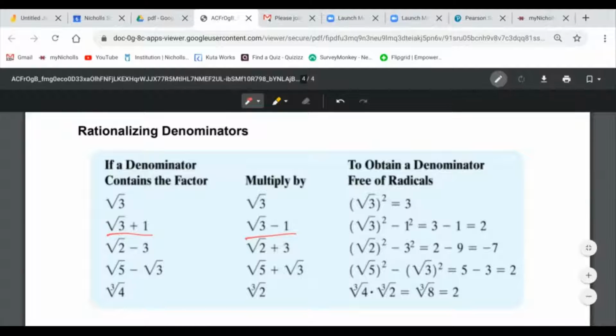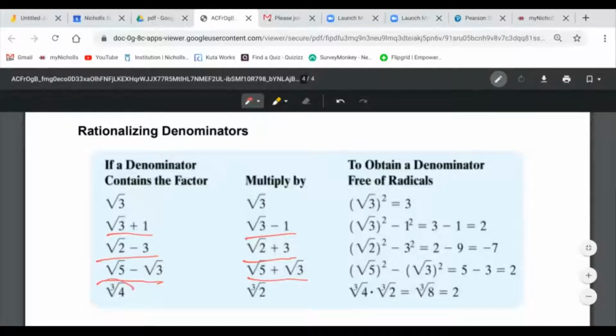And similarly here, if it's square root of 2 minus 3, we're going to multiply by the square root of 2 plus 3. If it's 2 radicals in the denominator, so if we have negative 5 minus square root of 5 minus the square root of 3, we're going to multiply by the square root of 5 plus the square root of 3.